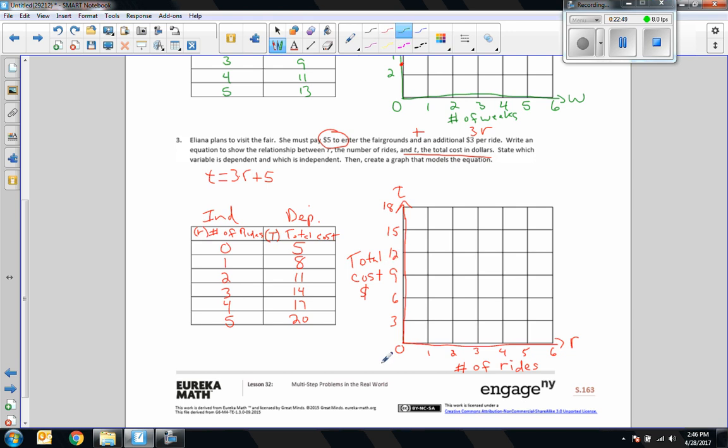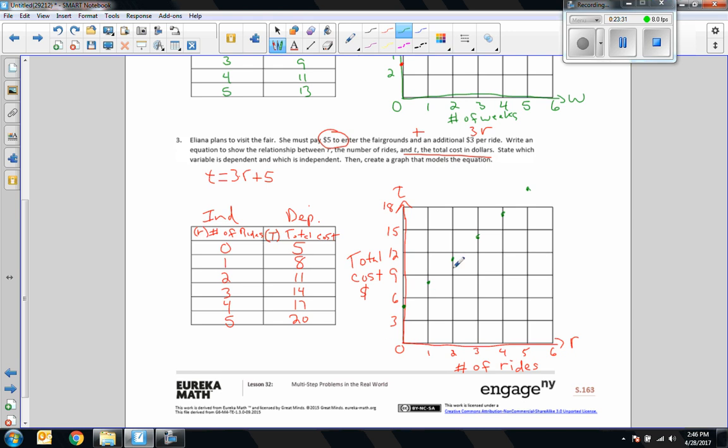Change color so you can see it. So if I go into the fair and don't ride any rides, it is costing me $5. So that's about here. Maybe a little higher. And 3, 4, 5, and 6. If I ride 1 ride, it is $8. Here's 6, here's 9, so 7, 8 is about here. It's 2/3 of the way up. And 2, 11 is here. And 3, 14 is here. And 4, 17 is here, and you get the idea. 5, 20 would be about here, but it's off the grid.